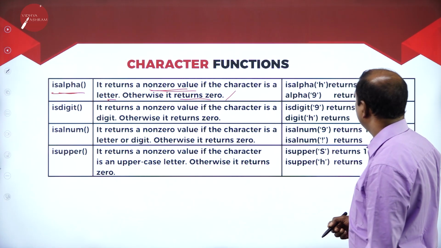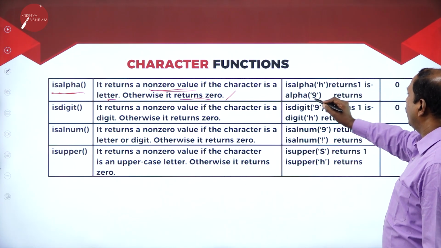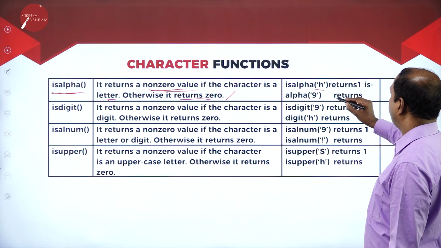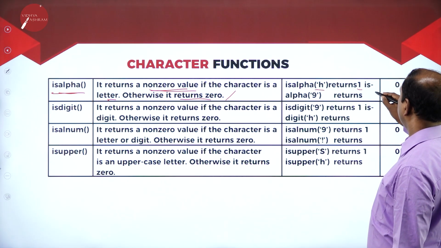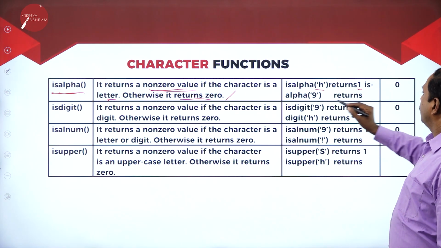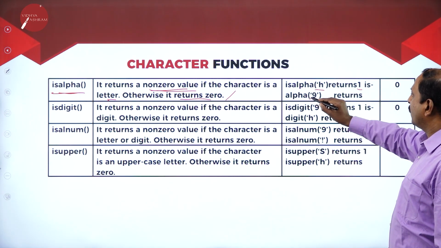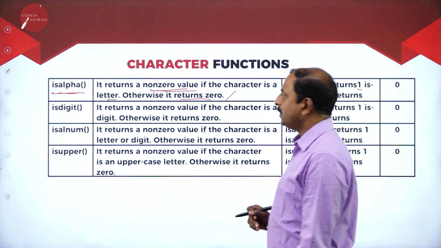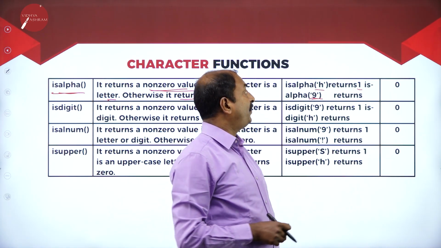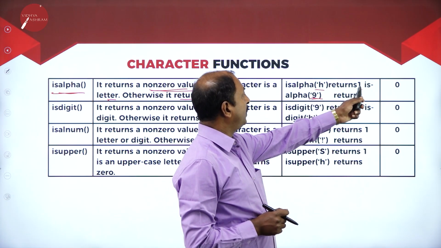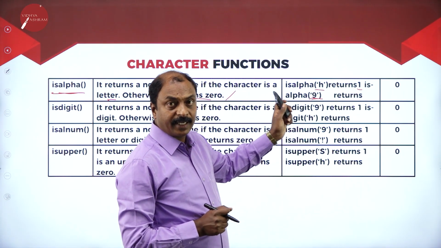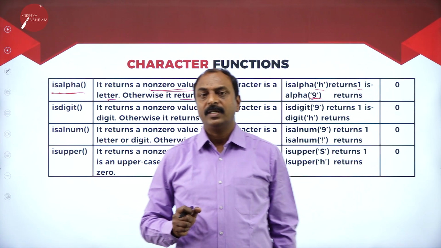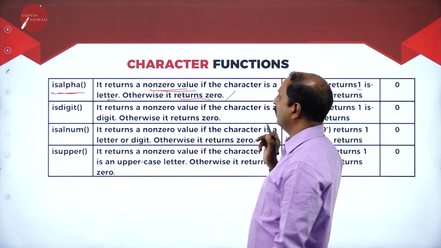So, look at the example here. isalpha('H'), H is the character. Here H is an alphabet, so it returns 1. isalpha('9'), 9 is a number, so it returns 0. So, what is the meaning of this? It checks for alphabet. If it is an alphabet, it returns 1. If it is anything other than that, it gives 0 as the answer. So, this is one character function, isalpha.